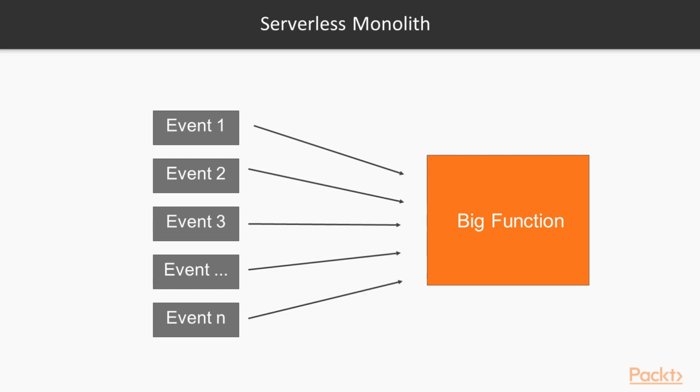The first one is the serverless monolith. This is the one you don't want to use. I will call it an anti-pattern. You have one big function and all the events of your system are pointing to it. We can say that it has an advantage in that it has fewer functions to manage because you only have one. And it's probable that the Lambda is always ready to execute because it's always called. So performance should be okay.